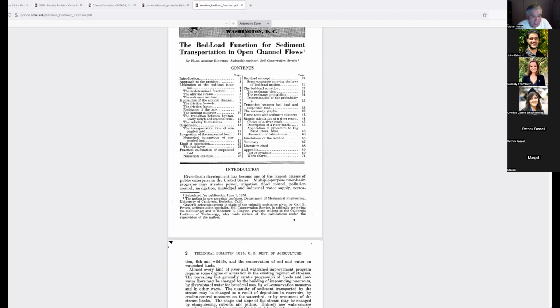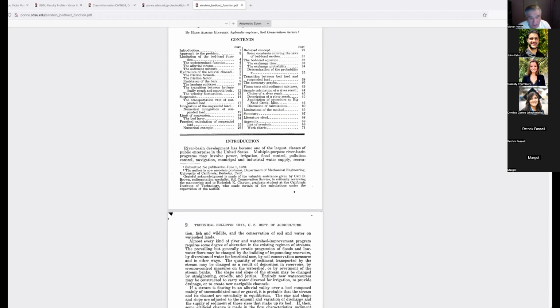So he says, river basin development has become one of the largest classes of public enterprises in the US. That is correct at the time he wrote this. Right now, it is not. How did things change so, not quickly, because it's been, what, 70 years? They changed gradually, let's put it that way. River basin development was popular in the 20s, 30s, 50s, 70s. By the 70s, 80s, it had become something that we used to do, but now don't do anymore.